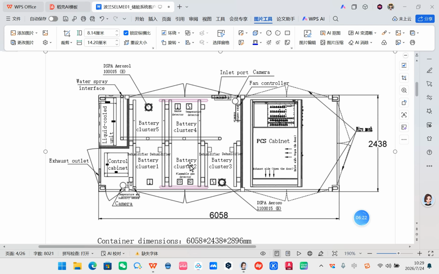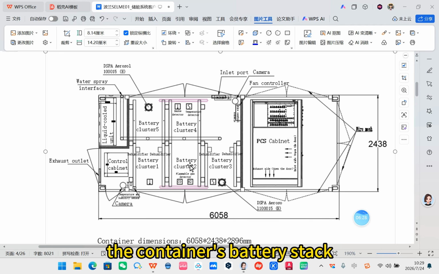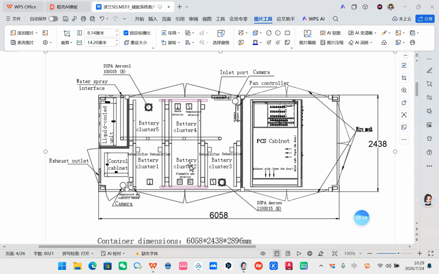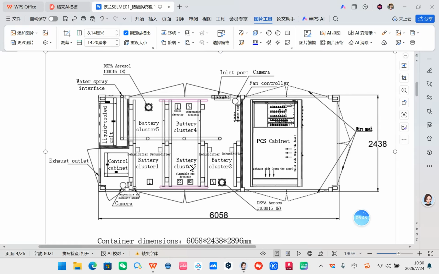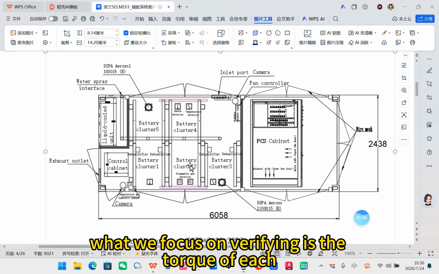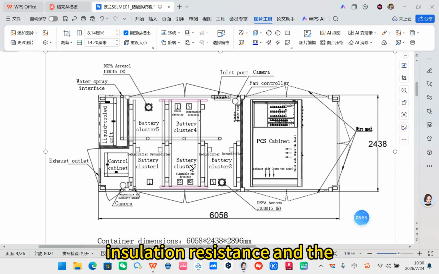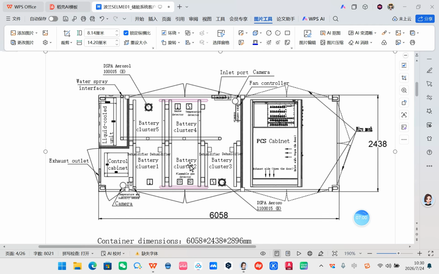The 5 clusters in parallel form the container's battery stack, corresponding to a single container capacity of about 5 MWH. During SAT, what we focus on verifying is the torque of each cluster's positive and negative connections, insulation resistance, and inter-cluster voltage consistency.